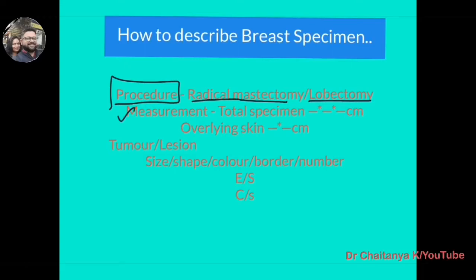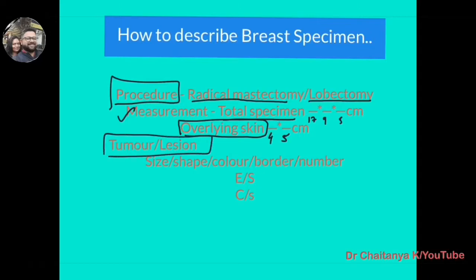You should give the measurement in the form of total specimen measuring around 17 into 9 into 5 centimeter, like that. Then you should mention the overlying skin, nipple, areolar area. For example, it is measuring around 4 into 5 centimeter. And then about the tumor lesion: size, shape, color, border, number, all these things I already explained to you. Even you can get it again in the thyroid practical also.